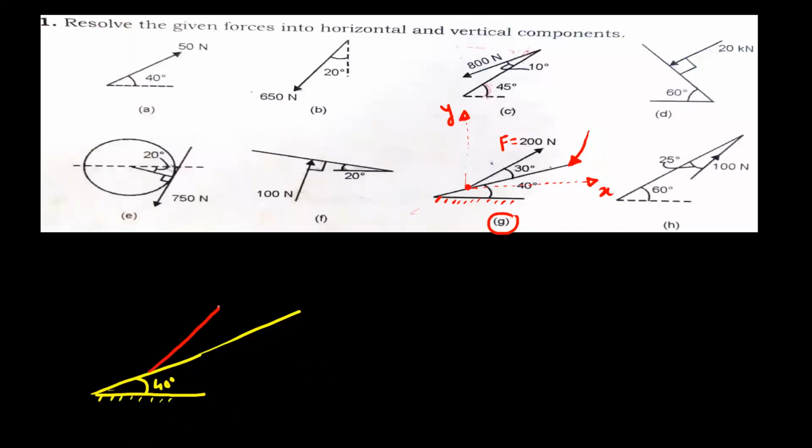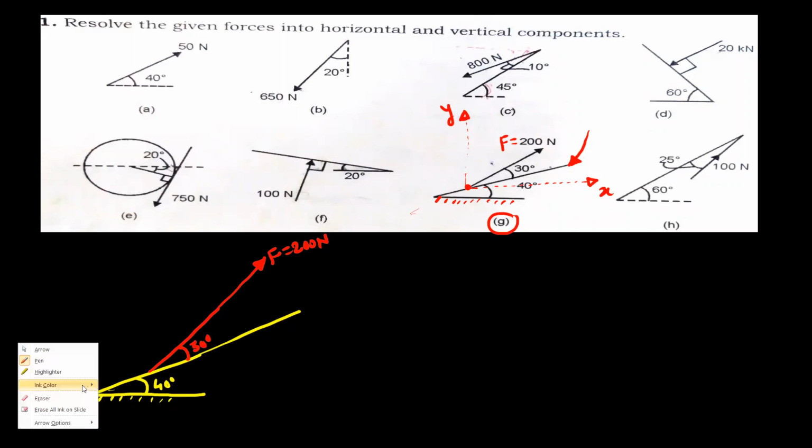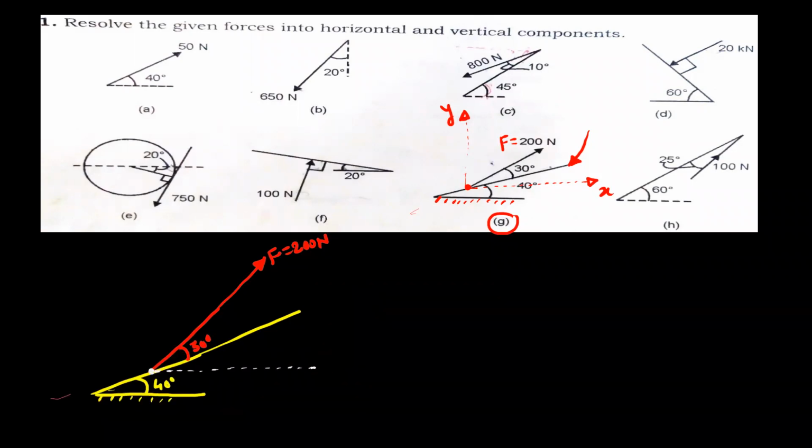And this is the force, which is F 200 Newton. And with respect to this inclined surface, force angle is 30 degree. Now we have to consider the x-axis for the resolution. So I will select this point as the origin. Then I will draw the x-axis. And this is the y-axis. So what is the total angle of the 200 Newton? So this angle, it is the angle of 200 Newton with respect to x-axis.